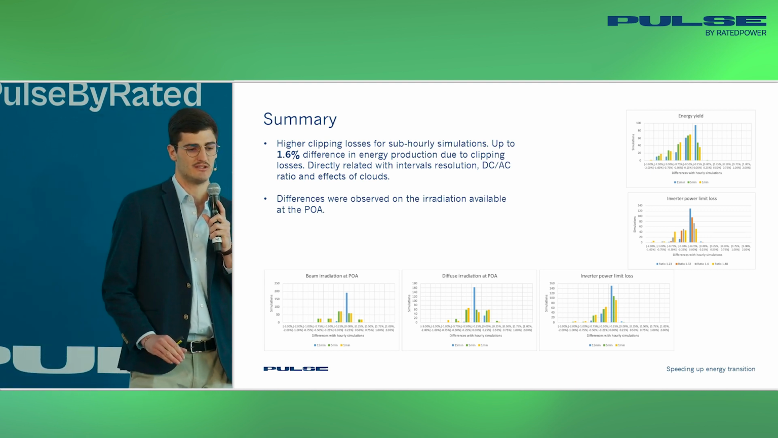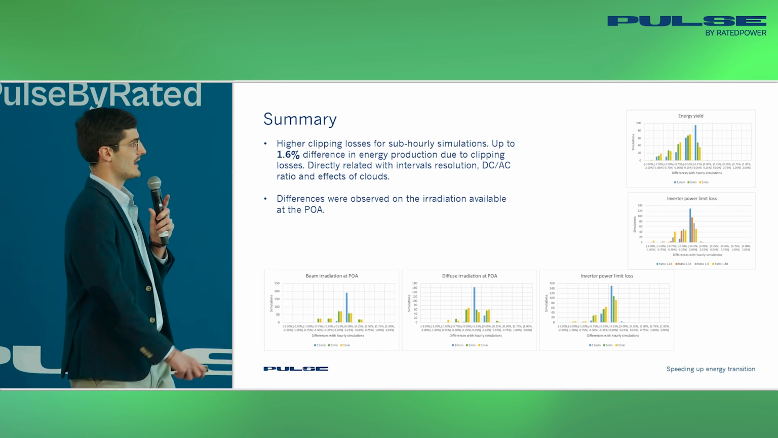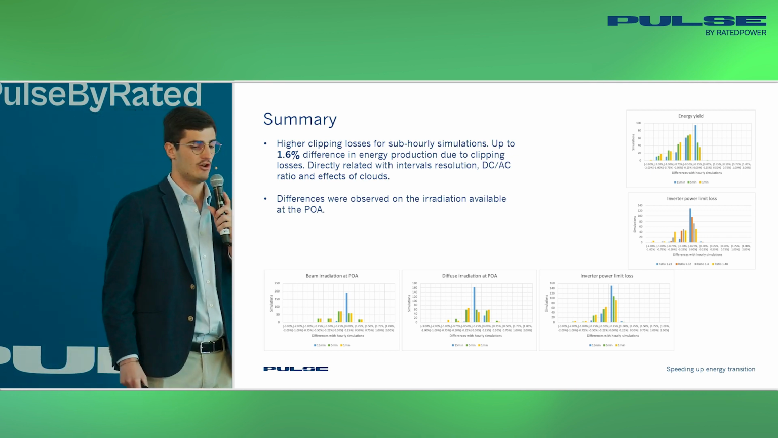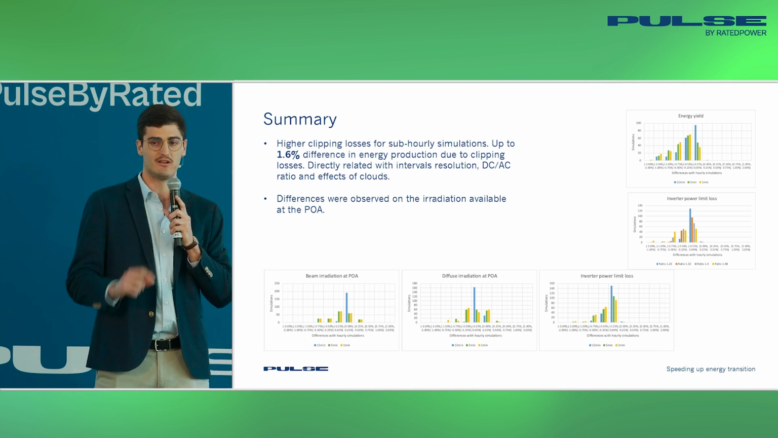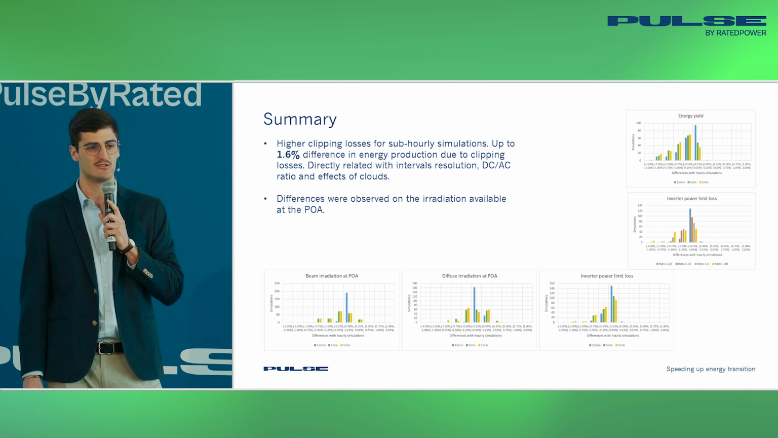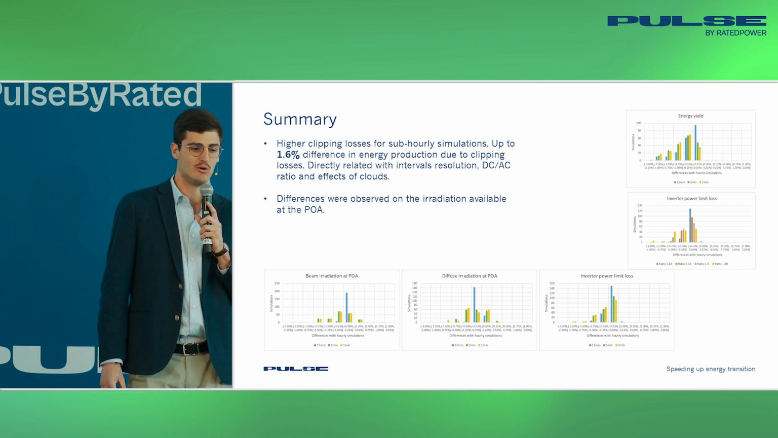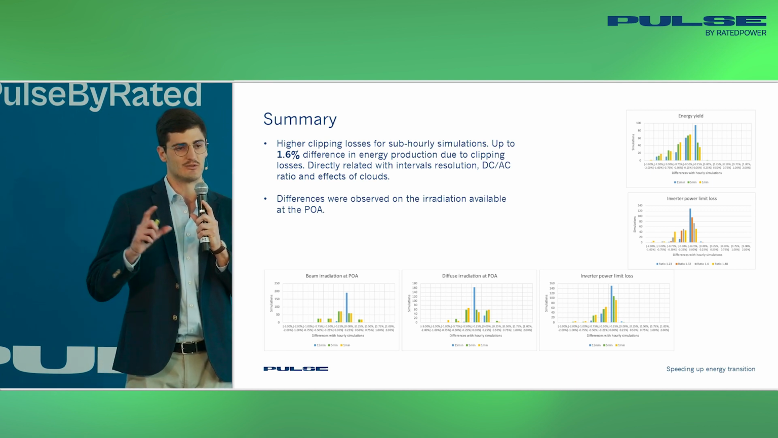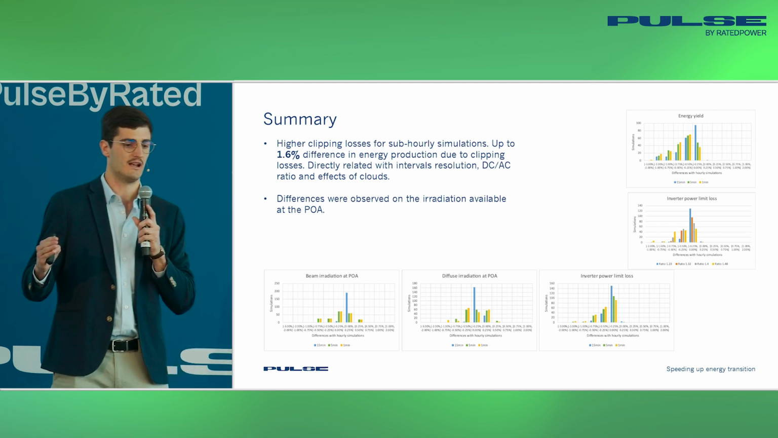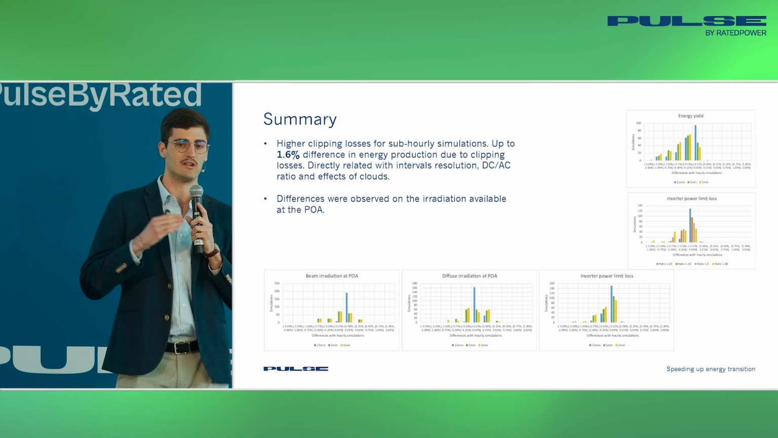For the clipping losses, we always observe higher clipping losses for sub-hourly simulations. We can see the graph over there. All the bars are at the left side of the graph, which means that when being compared with hourly simulations, we always had higher clipping losses for the sub-hourly ones. And this is directly related to the intervals resolution. As we go to more intervals being evaluated, we have more differences.